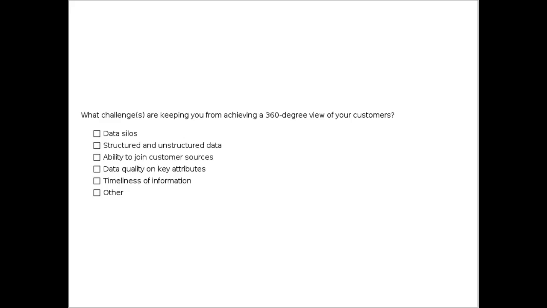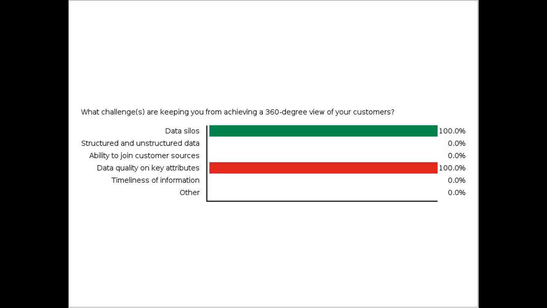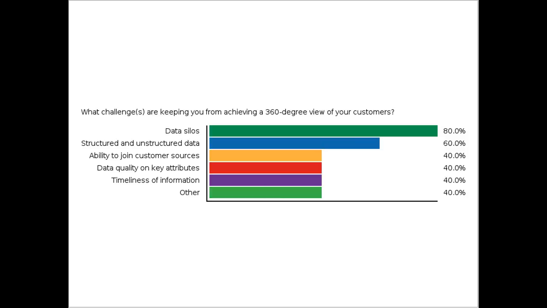So with that brief overview of some of the challenges of creating a 360-degree view of the customer, I want to take a quick survey. Here we've got several examples. So if you think about your organization, what's preventing you or keeping you from achieving a 360-degree view of your customer? Is it data silos? Is it structured and unstructured data? Is it the ability to join customer sources? Is it data quality and key attributes? Is it the timeliness of information? Or is there some other factor out there driving you to, or preventing you from creating that 360-degree view of your customer?